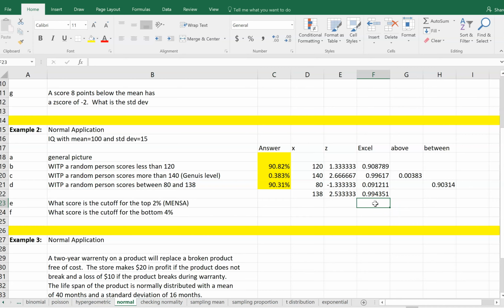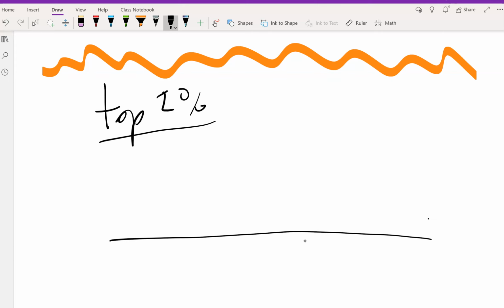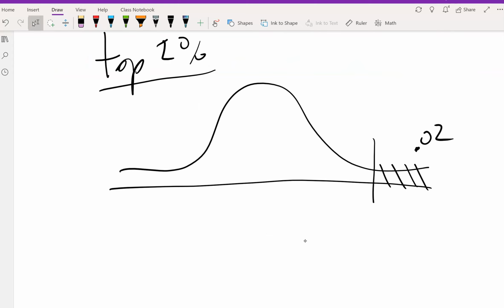So this would be the probability above, right? Top 2%, 0.02. What's it take to be in the top 2%? All right, let me think about that. I want to know the cutoff for the top 2%. I draw my quick picture. I know your score has to be pretty far up the chart to be in the top 2%. So this X value and Z value have to be pretty large. How do I find them?